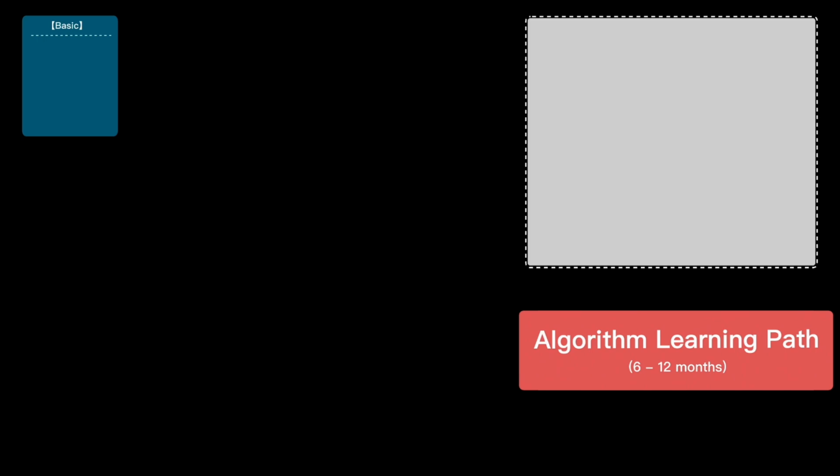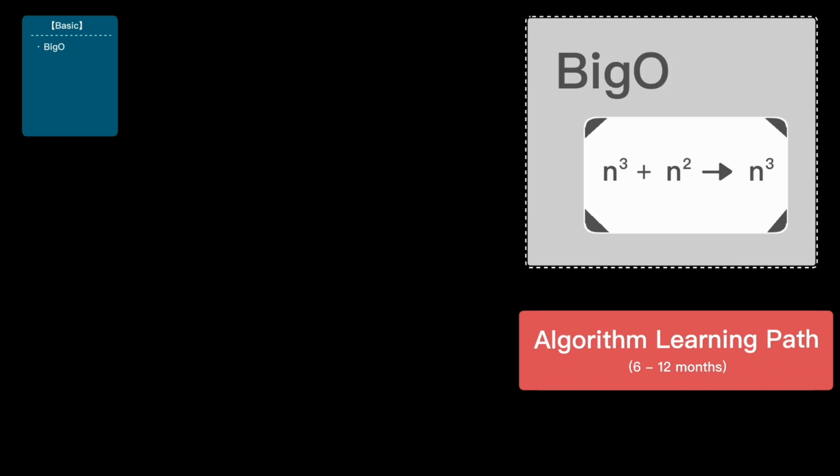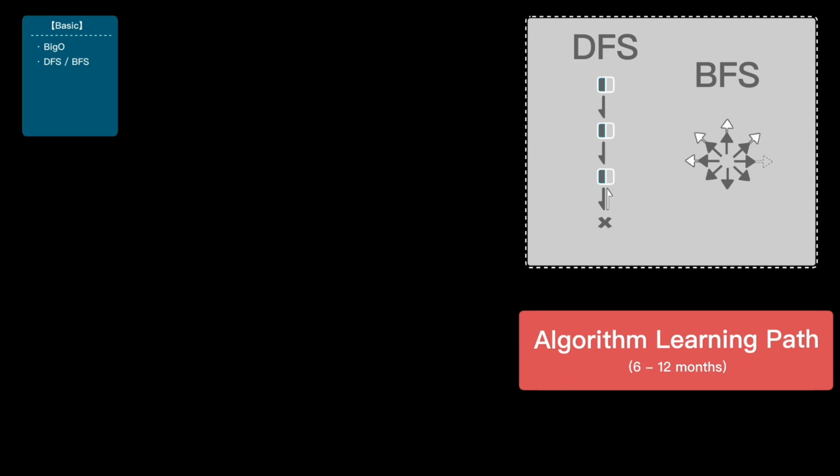What's the basic? The first one is Big O. What is Big O? Big O is a way to evaluate the efficiency of a particular algorithm. You will use it either to evaluate the time complexity or the space complexity. Once you understand Big O, then you will move on to DFS and BFS.